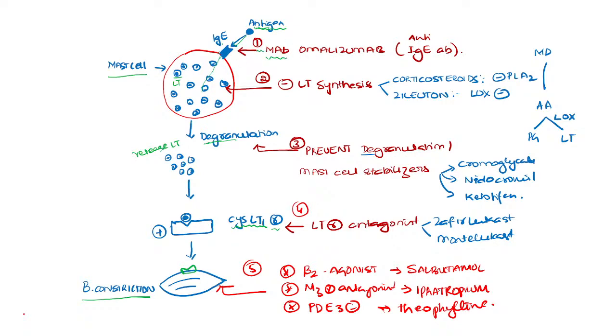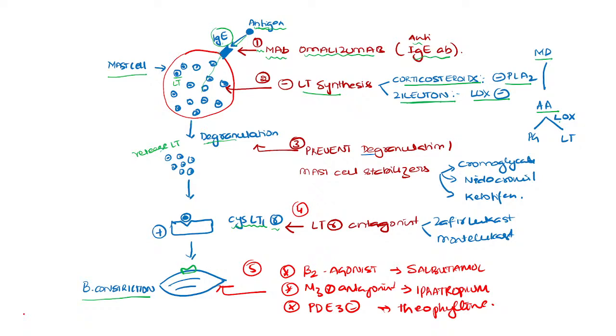We have a monoclonal antibody, that is omalizumab, which is an anti-IgE antibody which inhibits IgE mediated activity. The second step is the inhibition of leukotriene synthesis. This will be done by the corticosteroids as well as zileuton. As you know, corticosteroids inhibit the phospholipase A2 enzyme, which mediates the conversion of the membrane phospholipid to arachidonic acid. And we have zileuton, which is a lipoxygenase inhibitor.